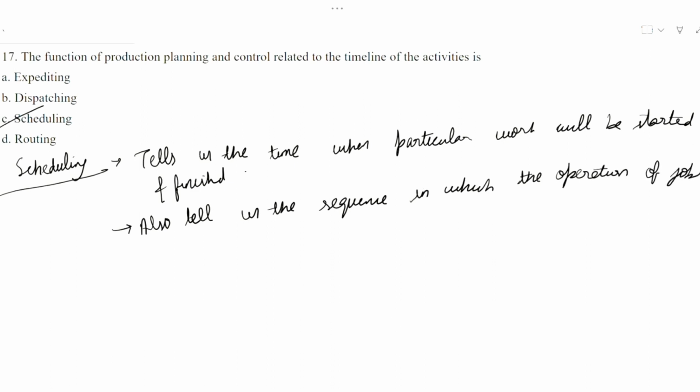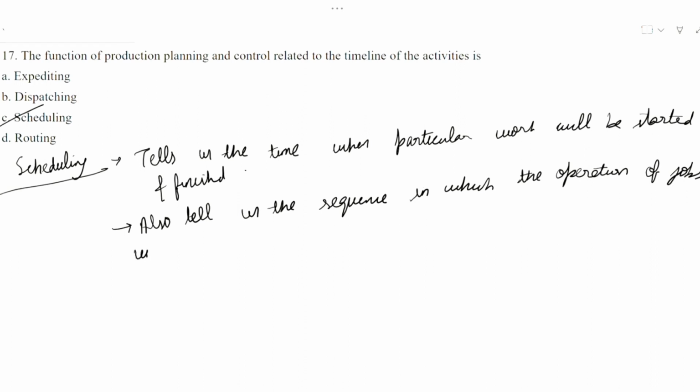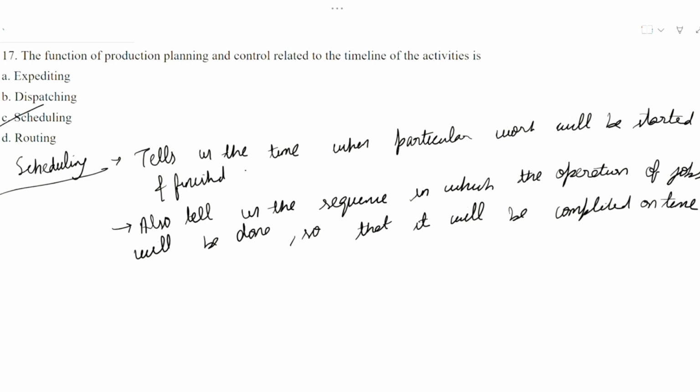Operation of jobs will be done so that it will be completed on time. So, proper scheduling will help in loading the different machines in such a way that they are loaded in a balanced way. So, we will be identifying when particular work will be started on a particular facility and when it will be completed. What will be the different sequence of job operations and the job will be done.